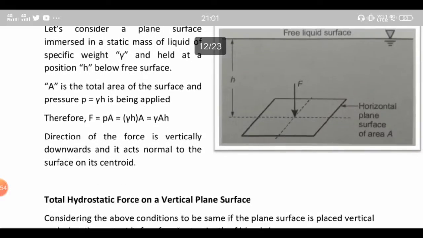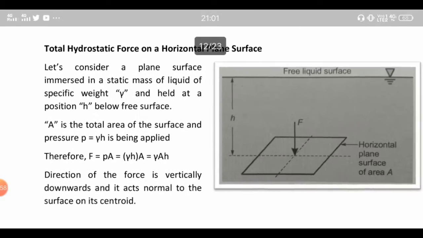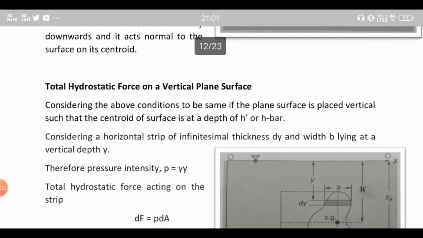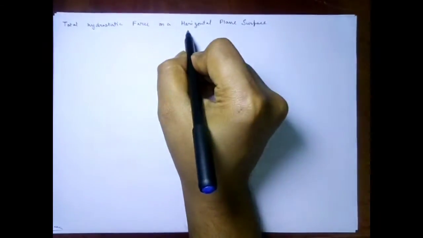So let us just see what we can get from the total hydrostatic force on a horizontal plane surface and the total hydrostatic force on a vertical plane surface. Let us first consider the total hydrostatic force on a horizontal plane surface.